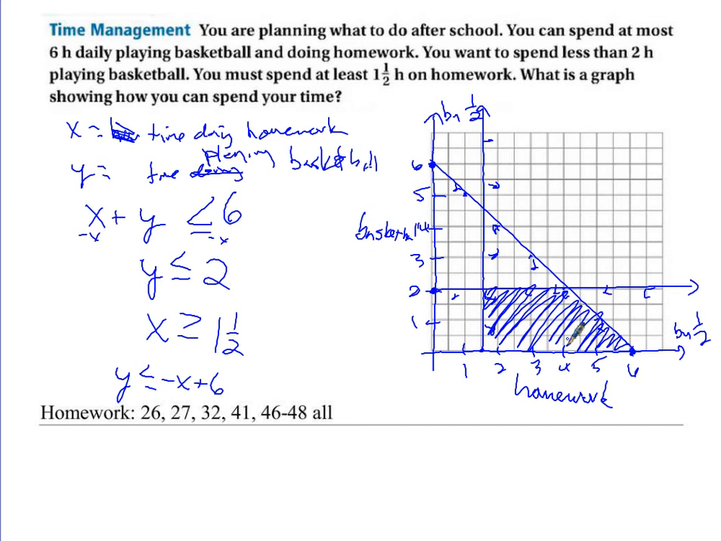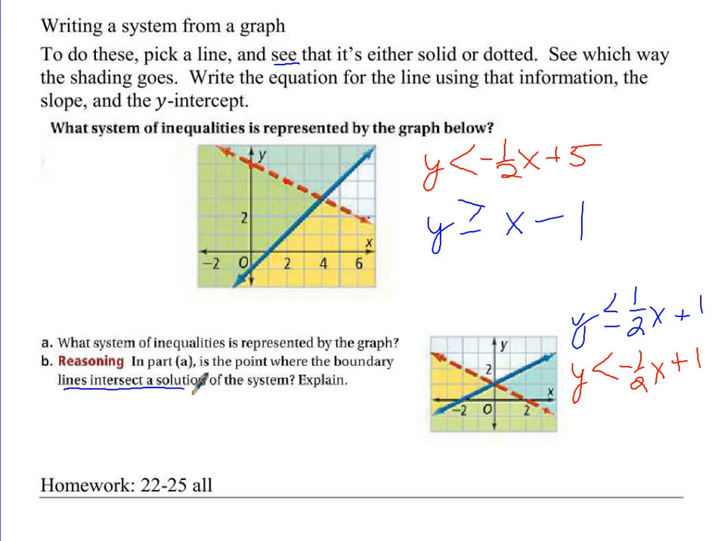So that does it for the section and the chapter. Actually, I want to go back. I forgot one thing. On this last problem right here, part B, is the point where the boundary lines intersect a solution of the system? So they're talking about this point right here. On this particular problem, is that point a solution? What do you think? Yes or no?